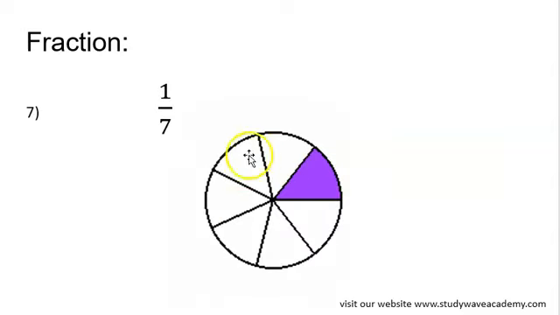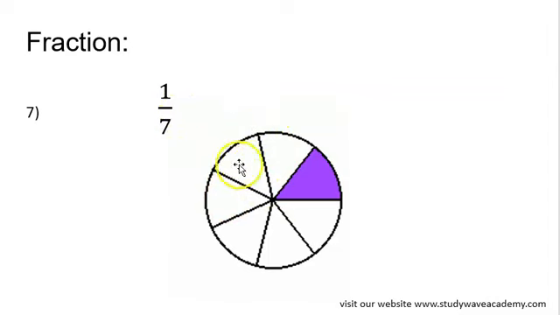Here we have another circle. And how many parts does this circle have? Let's count. 1, 2, 3, 4, 5, 6, 7. It has 7 parts. And how many parts are shaded? Let's count. 1. There's only 1 shaded part. Okay, so the shaded part represents the numerator, and the whole circle that is divided represents the denominator.